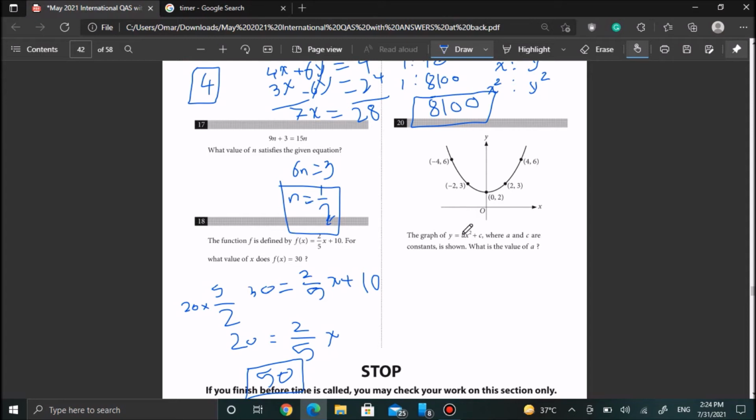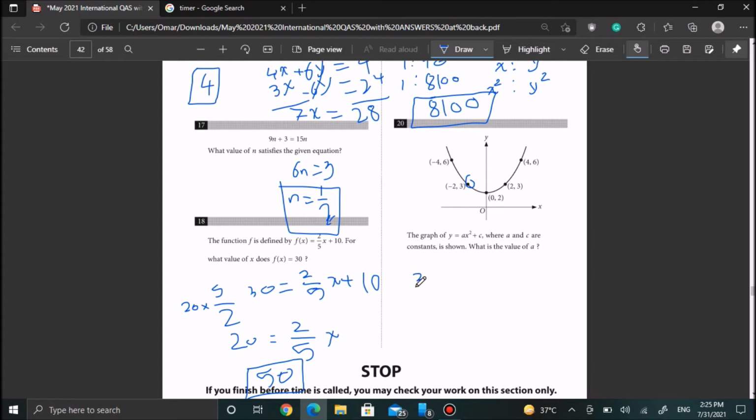The graph of y equals ax squared plus c, where a and c are constants, is shown. What is the value of a? Okay, first of all, c is equal to 2, as you can see here. Good. Now we can use multiple points to obtain the value of a. So let's try, for example, this -2, 3 point here. Let's try it quickly.